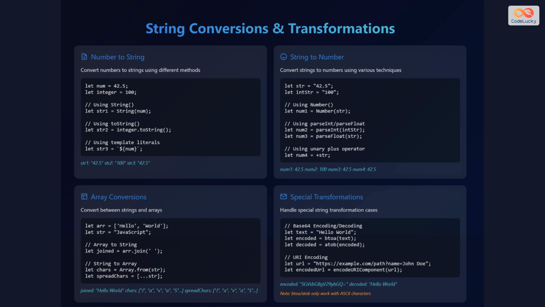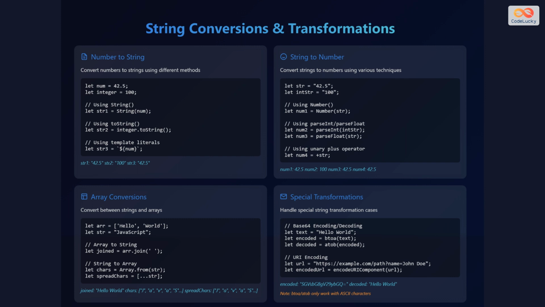Let url = "https://example.com/path?name=John Doe". Let encodedURL = encodeURIComponent(url).